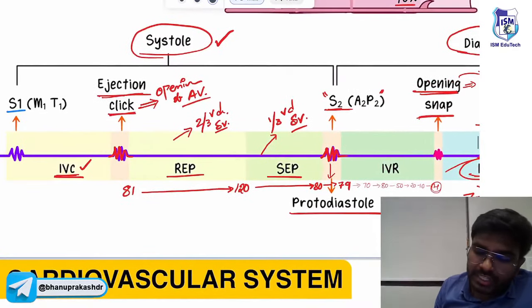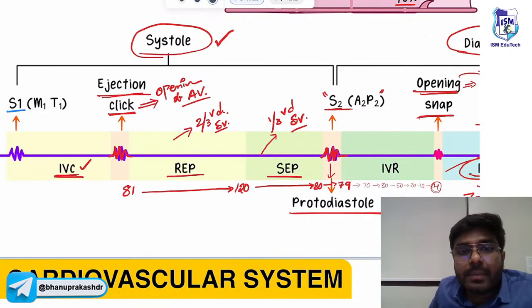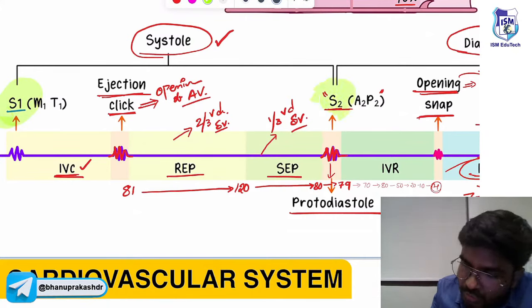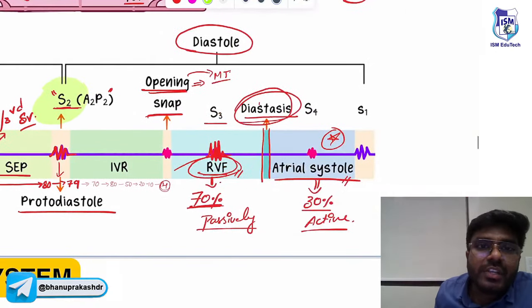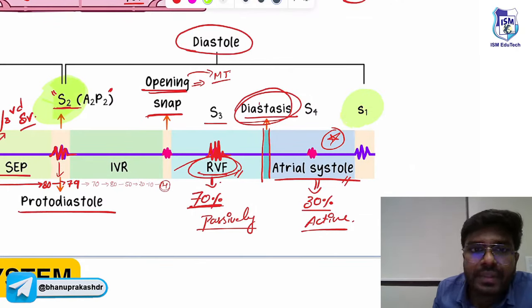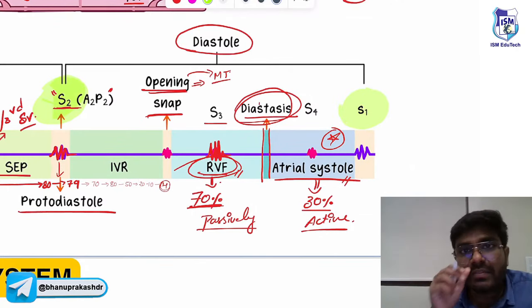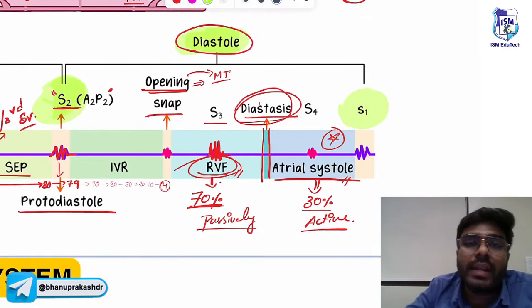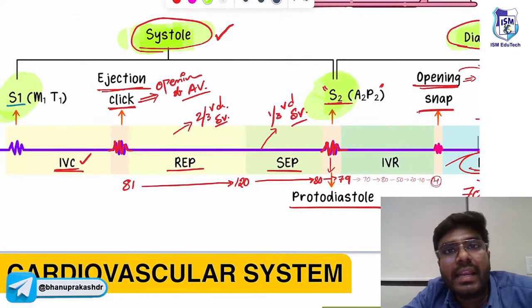Now, systole is present between, tell me, which two heart sounds? Systole is a phase which is present between S1 and S2. So, diastole is present between? Diastole is present between S2 and S1. Okay. So, diastole between S2 and S1. Systole between S1 and S2.